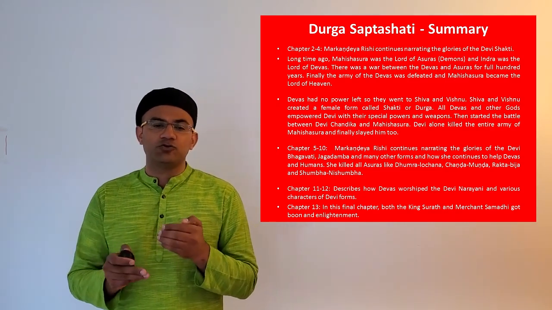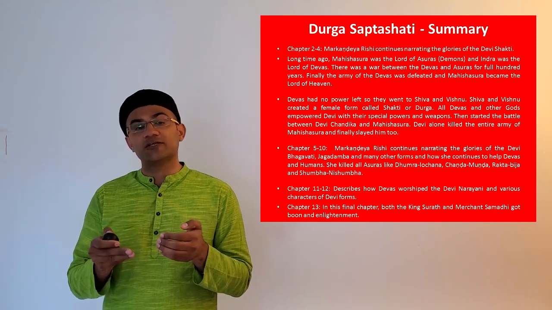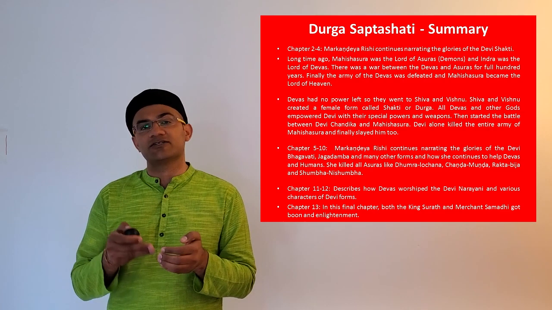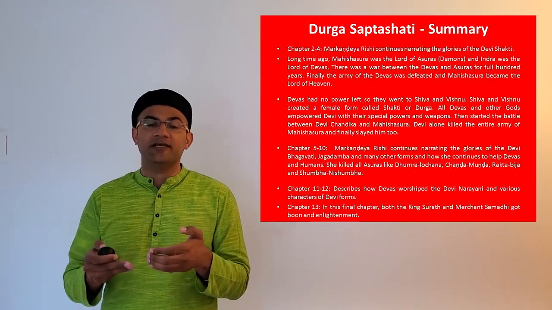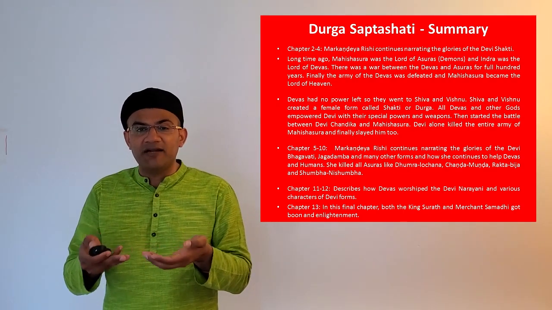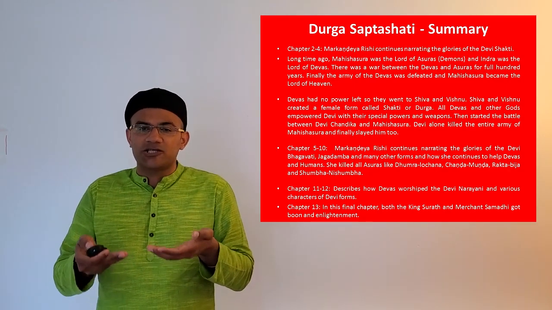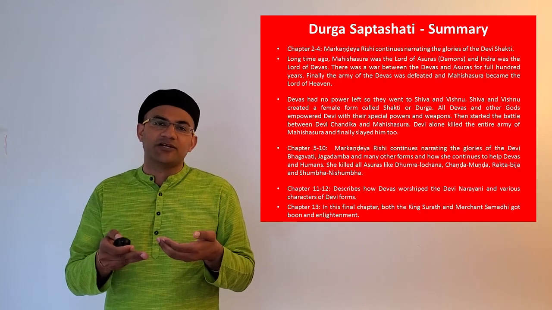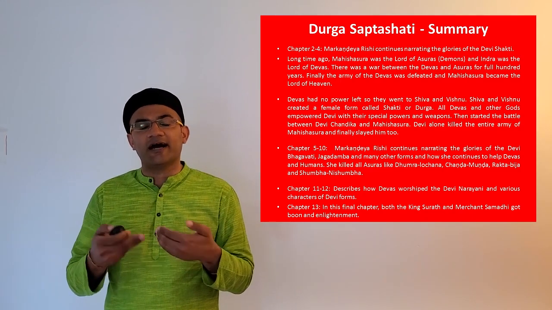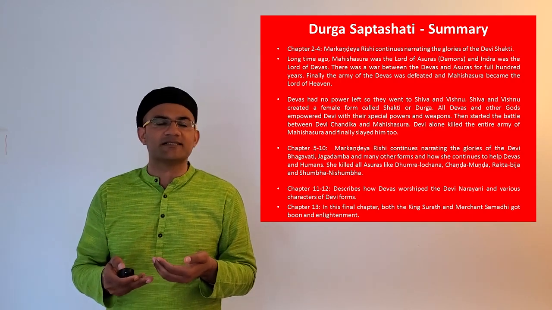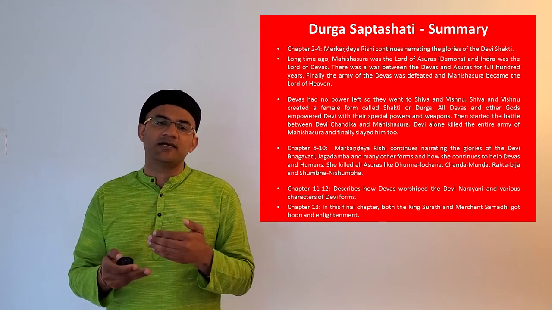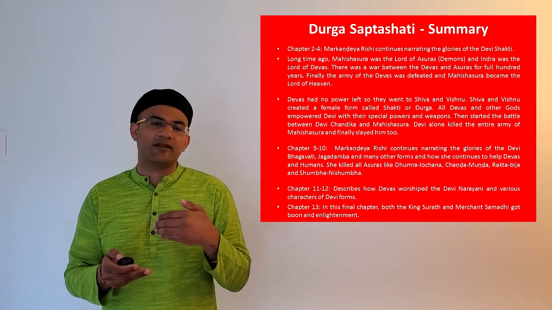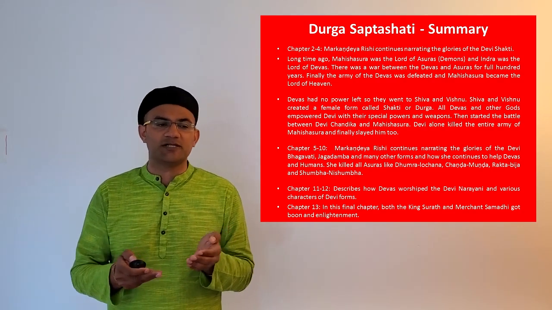Then chapters 11 to 12 describe how the Devas worship Devi Narayani and the various characters of the Devi form. And chapter 13, the final chapter: both King Surat and merchant Samadhi understood the underlying reality of this universe, how Shakti takes form, creates the universe and protects the universe. And then they got the answer to their own problems. Finally they were blessed and they lived at the Medharisi's ashram, hermitage. So this Durga Saptasati is basically about killing demons and fighting a battle, but there's a huge spiritual significance behind this as well, which we are going to explain to you.